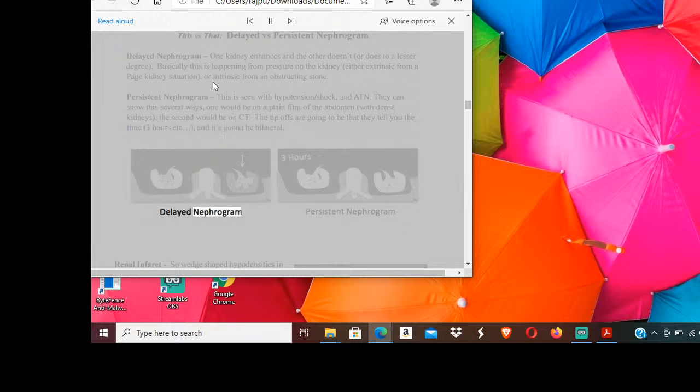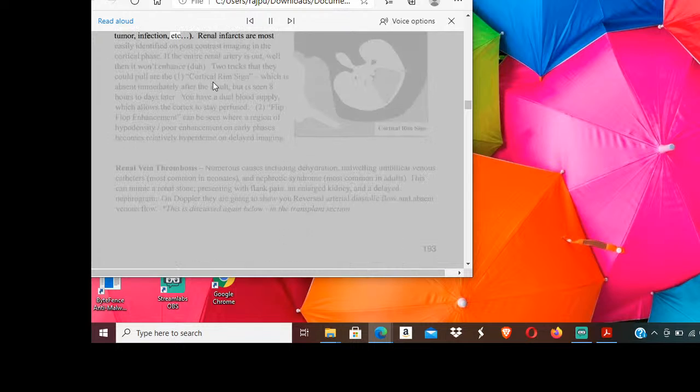Delayed nephrogram. Renal infarct, so wedge-shaped hypodensities in the kidney can be seen with lots of stuff, infarct, tumor, infection, etc. Renal infarcts are most easily identified on post-contrast imaging in the cortical phase.